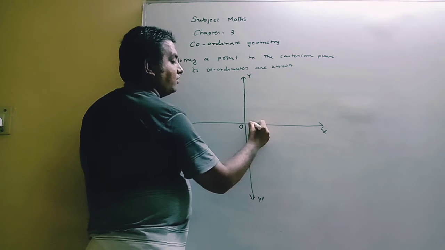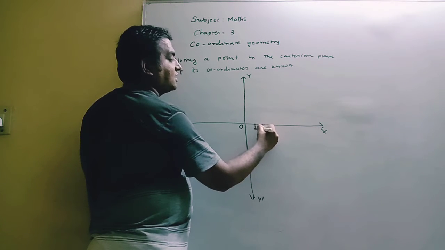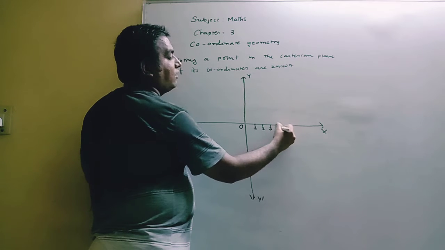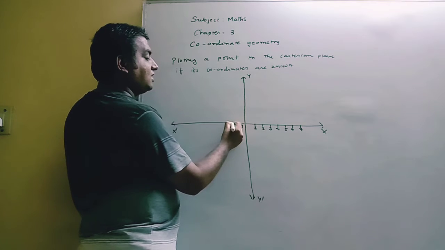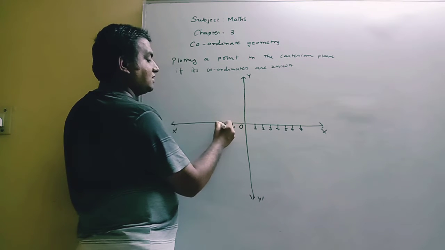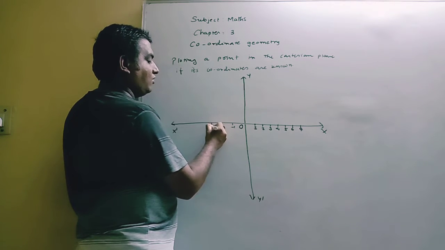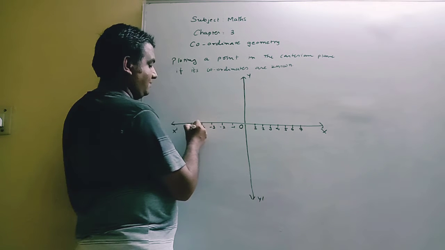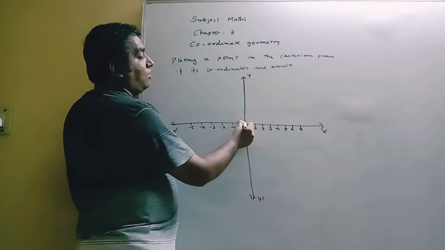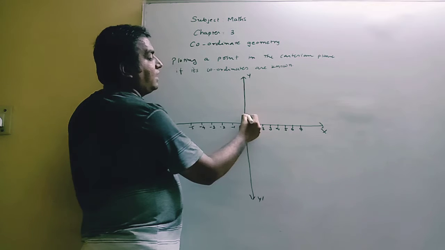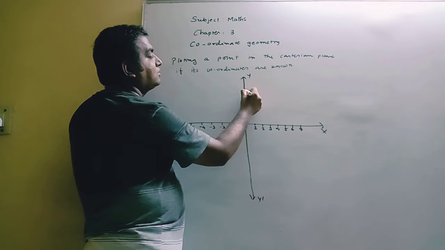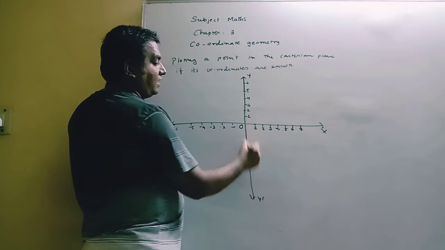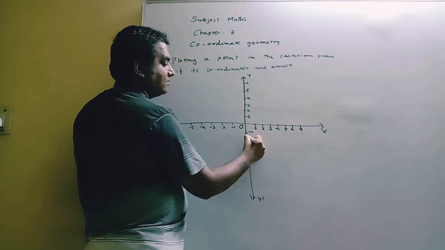OX is the positive direction of the x-axis, so it will contain positive numbers. OX' is the negative direction of the x-axis, so it will contain negative numbers. OY is the positive direction of the y-axis, so it will contain positive numbers. And OY' is the negative direction.